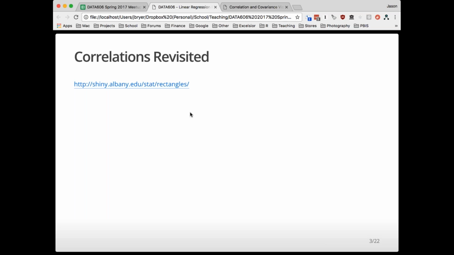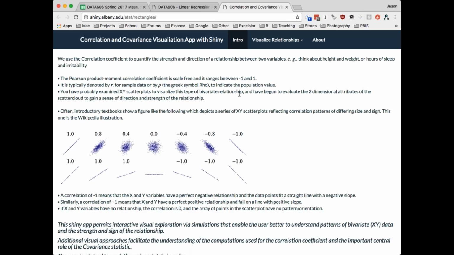One other thing I want to point out, and I'm not going to spend a ton of time on this, is a Shiny app that a friend and colleague of mine built for correlation. He presents correlation slightly differently. When I talked about it, I defined it in terms of the sum of the products of the z-scores in the numerator. But there's another way that we can get to correlation, and that's through covariance.